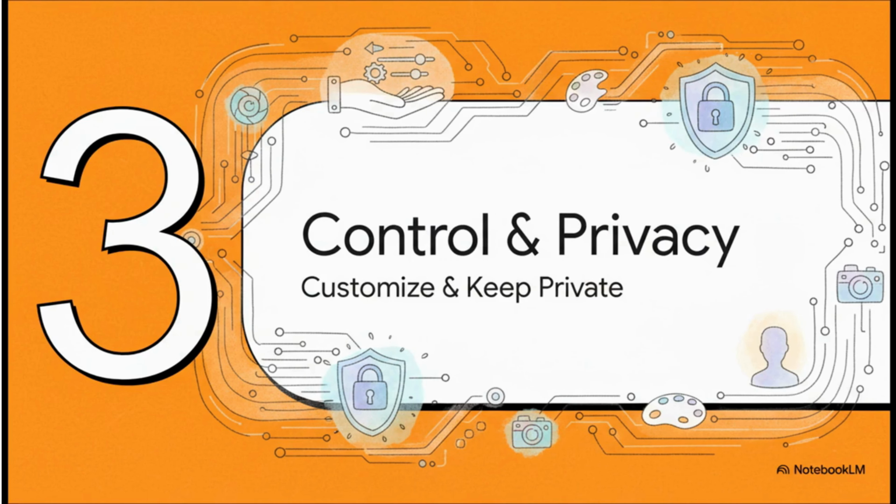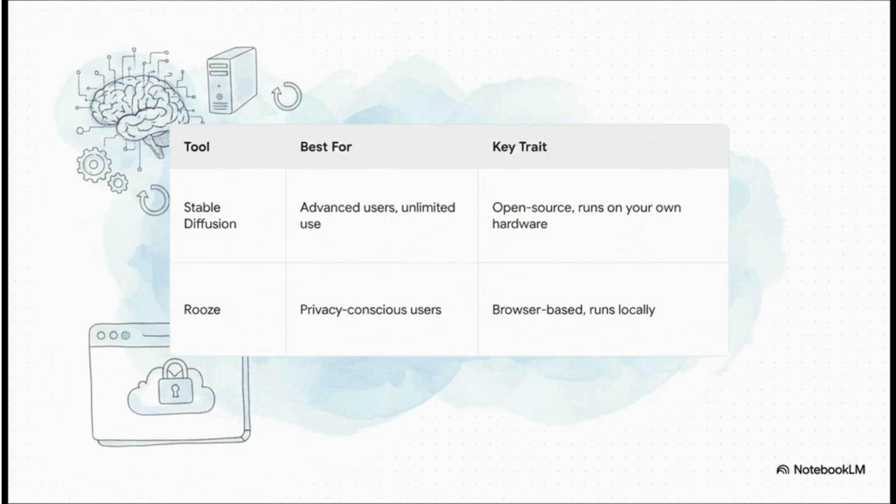All right, our final category is a really crucial one: control and privacy. This is for the power users out there who want to fine-tune every single detail and, maybe more importantly, make sure their creations stay completely private. The big distinction here is where the tool actually runs. Stable Diffusion is the go-to for pros. It's open source and runs on your own computer, which means you have unlimited creative freedom. The catch? You need a pretty powerful computer and a little technical know-how.